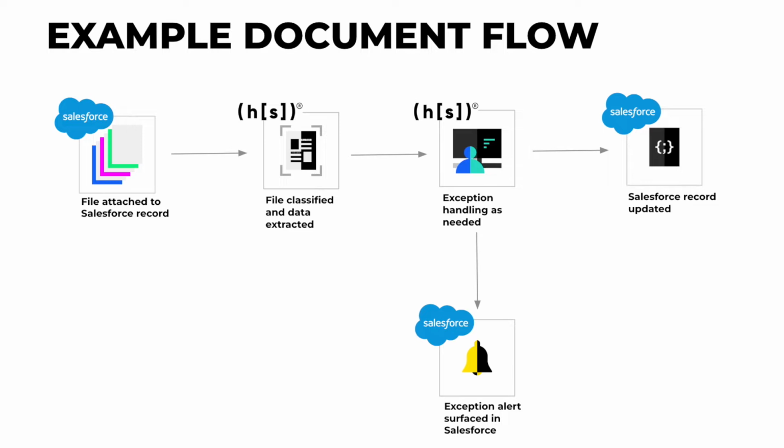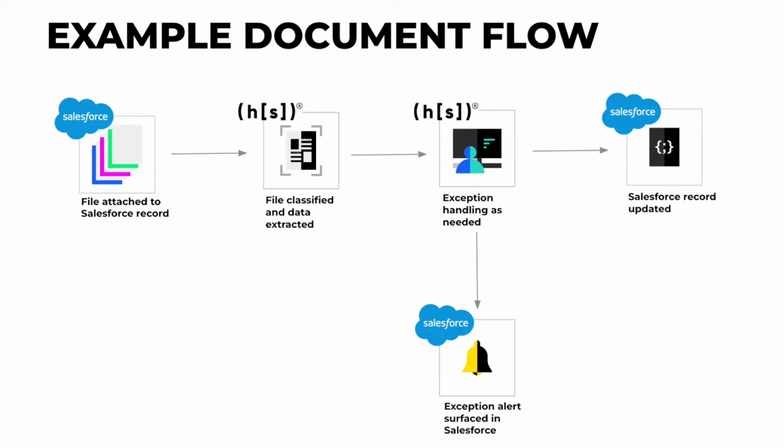An employee of the financial services company working on the case will upload the submitted form to the case record in Salesforce. Then, Hyperscience will automatically retrieve the file from Salesforce for classification and extraction. If Hyperscience needs help transcribing any fields, a human-in-the-loop task will be generated and Salesforce users will be notified. Once all tasks, if any, are completed, Hyperscience will update the relevant trade account record.